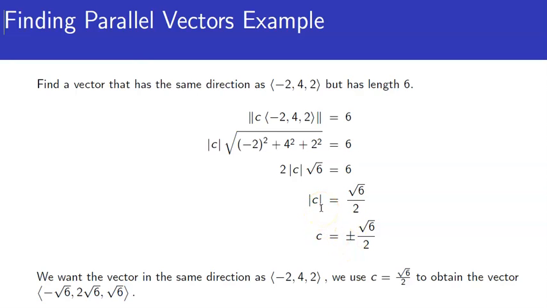This is absolute value now, so really the values of c that would satisfy this are plus or minus root 6 over 2. But remember, again, we're being asked to find a vector in the same direction. Same direction means that constant needs to be positive, so we're going to use square root of 6 over 2 and get the vector negative root 6, 2 root 6, root 6.